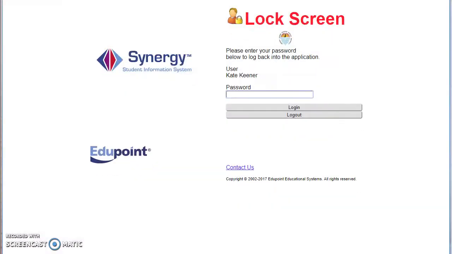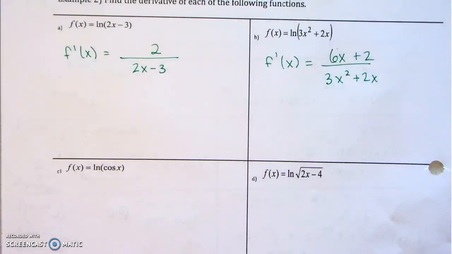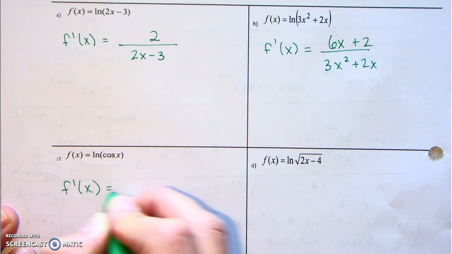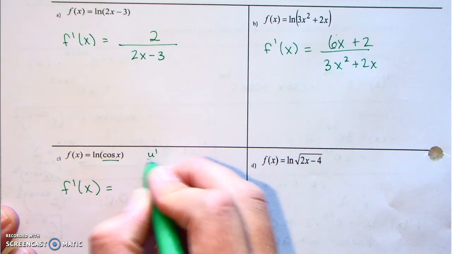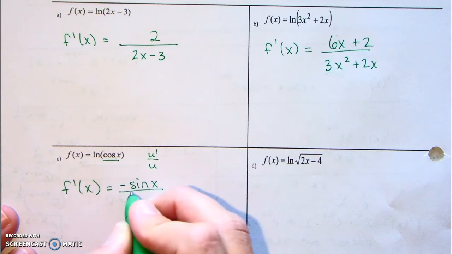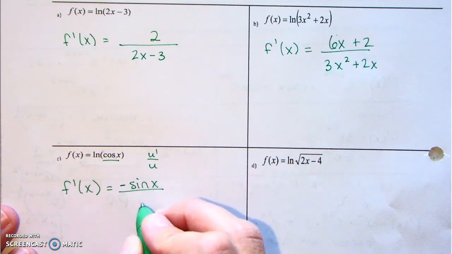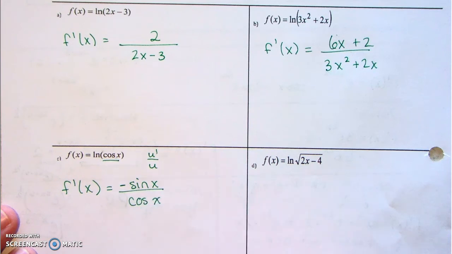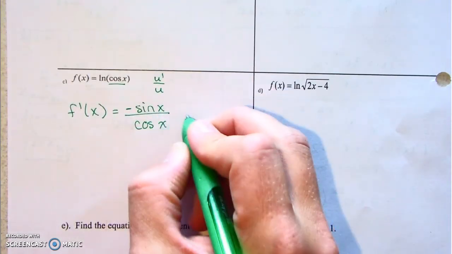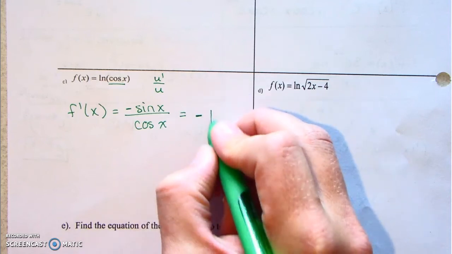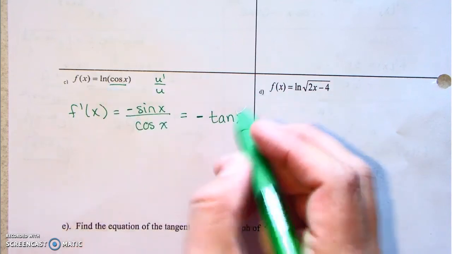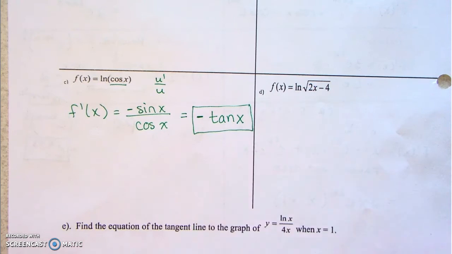Okay, what's the derivative of the ln? U prime over U. So what's U prime? What's the derivative of cosine? Negative sine. The derivative of cos is negative sine, and cosine goes in the denominator. I wonder if that's a trig something. What is sine over cosine equal to? That's negative tangent, right? So the derivative of the ln of cosine is negative tangent. And you go, wow, how interesting.